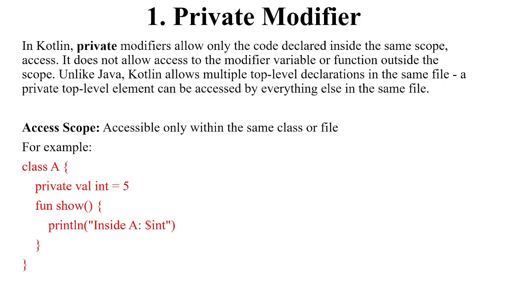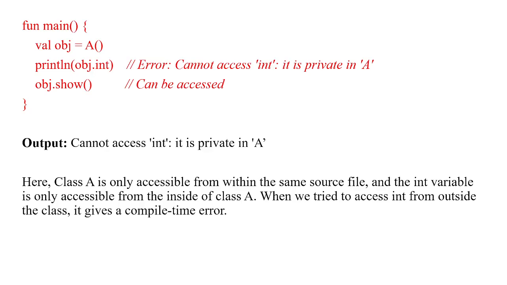For example, we have created a class A where we have declared a variable of type integer that is declared as private, and here we have created the object of class A, and we want to access the integer value of class A. Here we can see that our compiler gives the error: cannot access integer, it is private in A. But when we access the show method of class A, it can be accessed because it is not private.